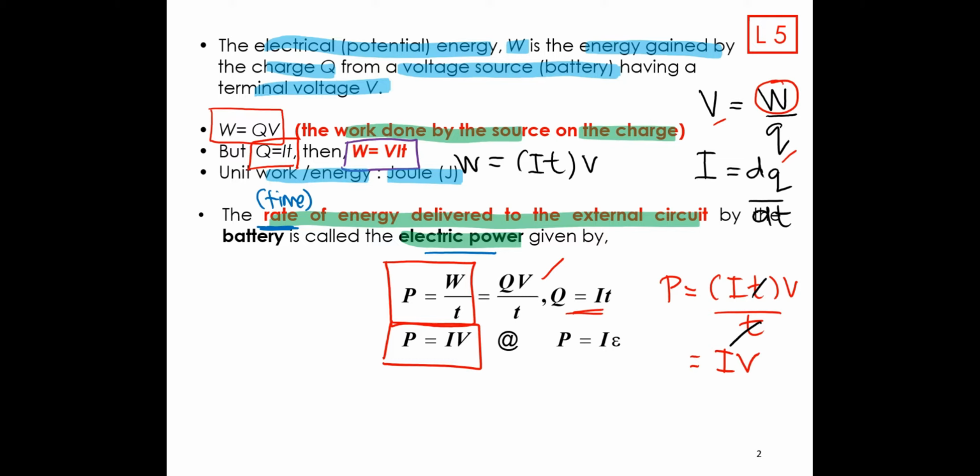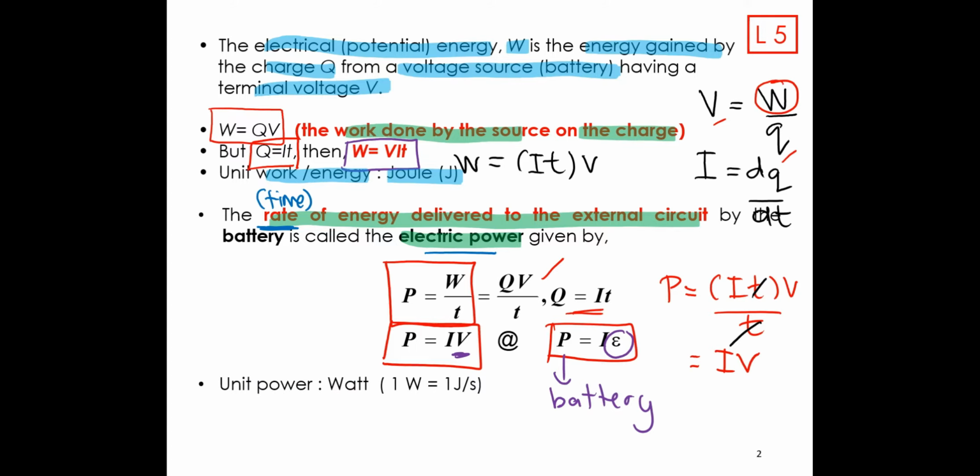But if you want to find the power in the battery, for the battery, we just change your V to EMF. If you want to find the power inside the battery, we use P equals I times EMF. The unit for power is watt.